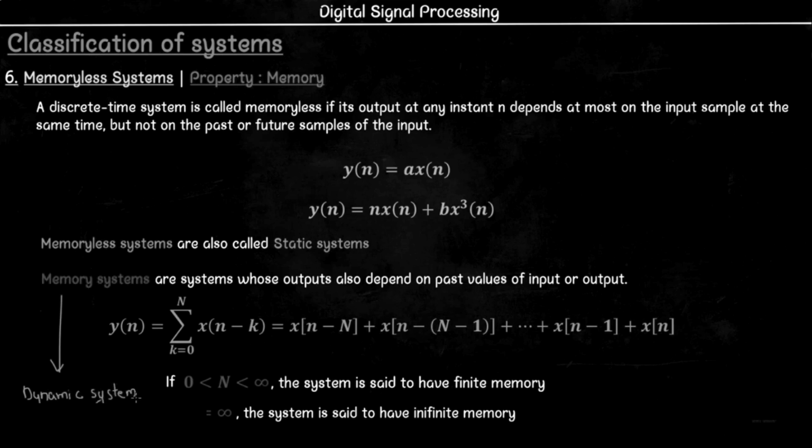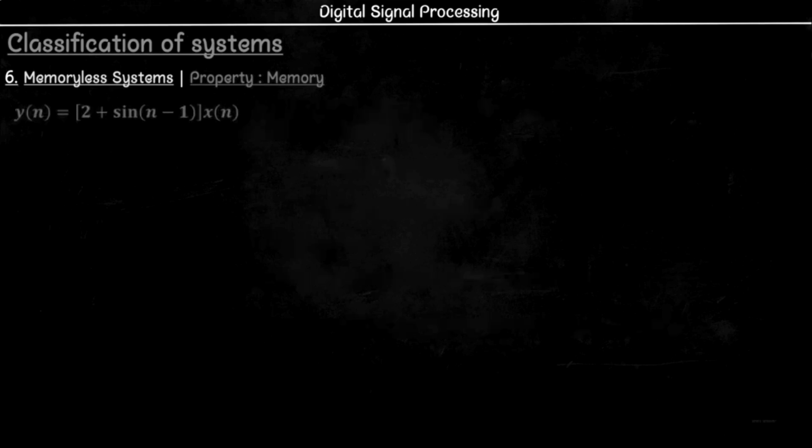Okay, let us now see some example systems and see if they are static or dynamic systems. The first system we have is y of n equal to 2 plus sine of n minus 1, times x of n. As you can see, the output at instant n is determined only by the input x of n at the same instant n. The output is not dependent on any past values of input. So, this is a memoryless system.